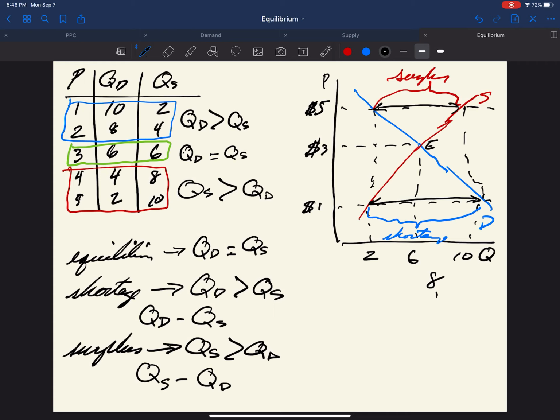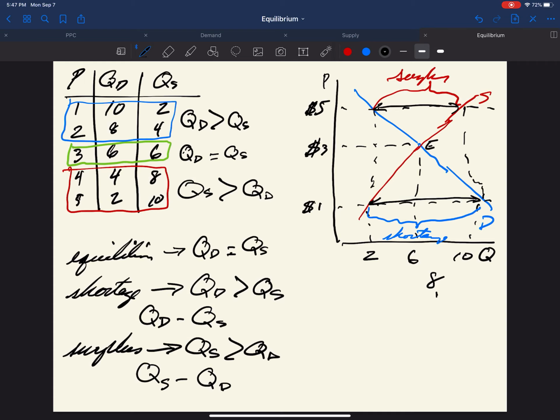So how do I get rid of a shortage or surplus? Because here's the thing about this. The tendency for the market is to always go back to equilibrium because that's where people are happiest. Buyers are buying the thing they want to buy at the price they want to buy it for. Sellers are selling the thing they want to sell at the price they want to sell it for. That's equilibrium on this end.